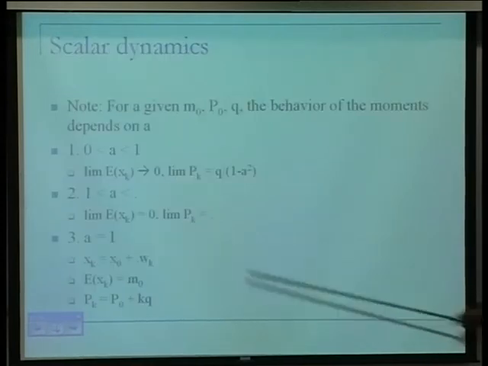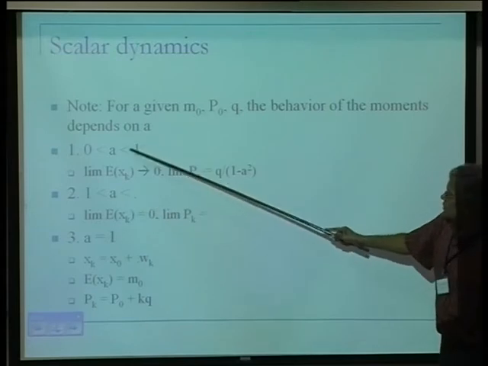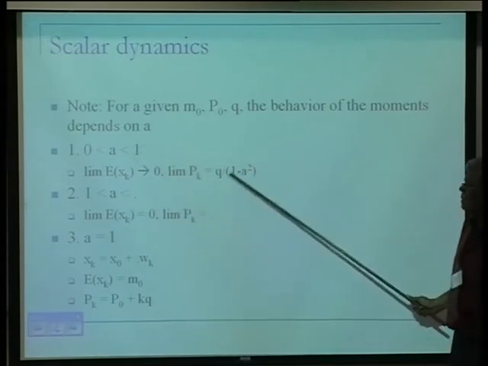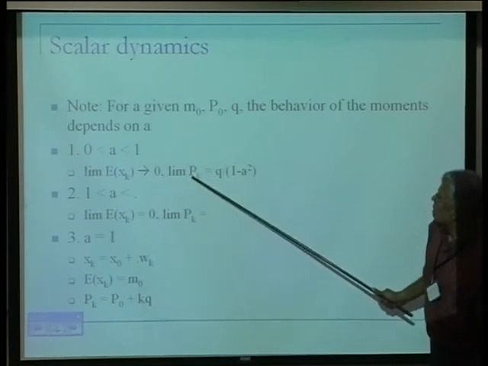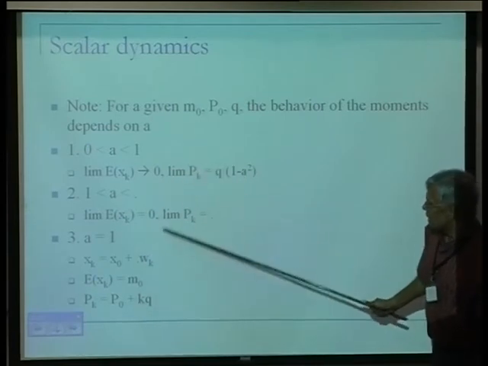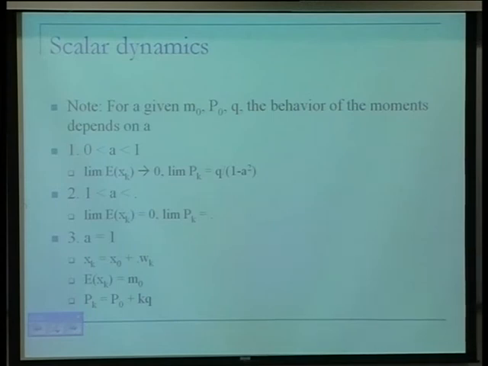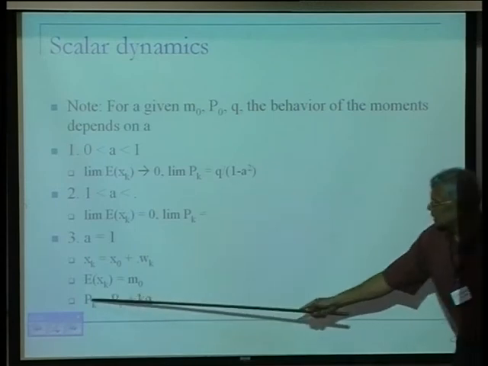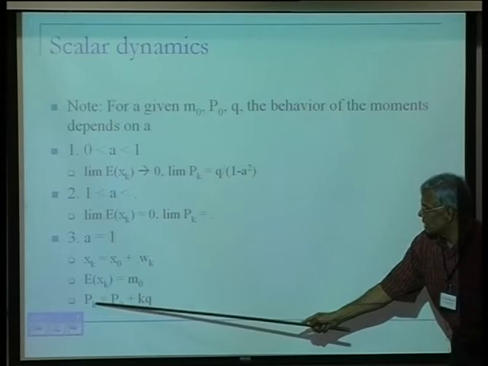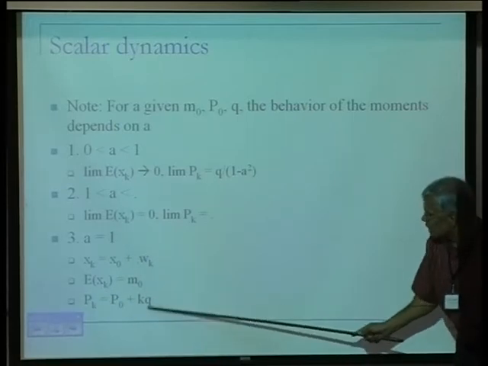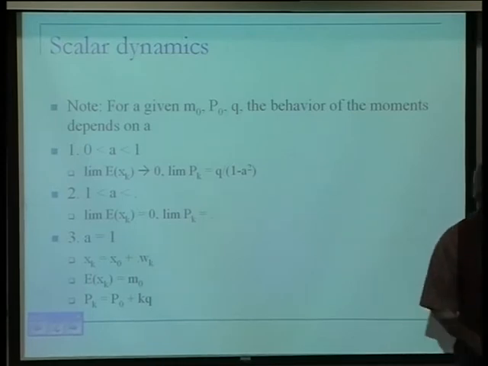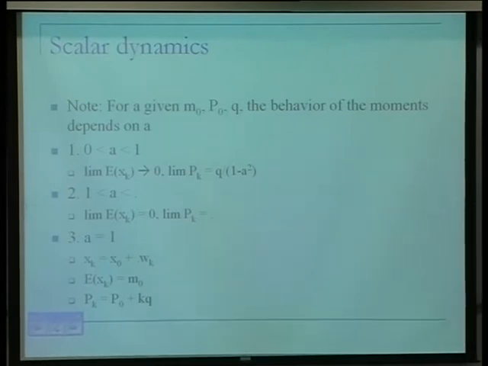I talk about the stable case, unstable case. In each of these cases, we compute the asymptotic values of the model covariance. In the case of random walk, the covariance at time k is equal to the initial covariance plus k times q. Q is the covariance of the model noise.